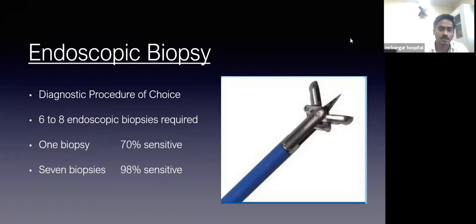Endoscopic biopsy is the diagnostic procedure of choice. At least 6 to 8 endoscopic biopsies are required. The sensitivity of a single biopsy is 70%, whereas the sensitivity of multiple biopsies is 98%. The image you are seeing is the double bite forceps. By this, we can take 2 biopsies at a single time. In conventional endoscopy, you need 8 passes to take 8 biopsies. This double bite forceps helps in taking the biopsies in 4 passes.